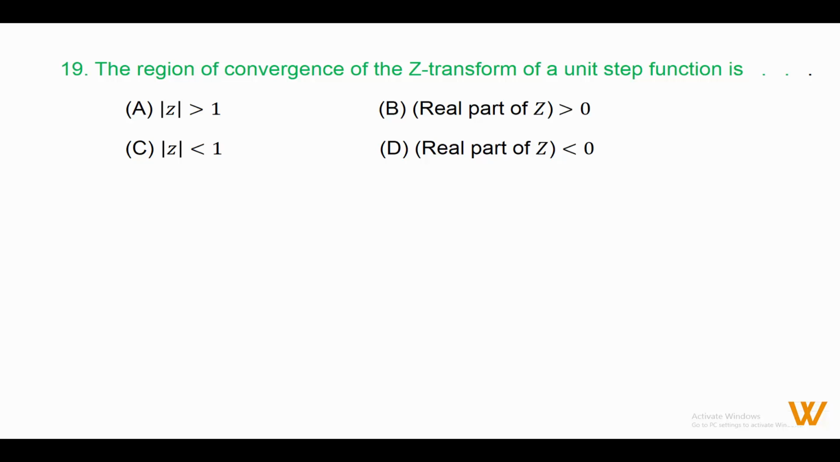19. The region of convergence of z transform of unit step function is mod z greater than 1. Answer is option A, mod z greater than 1.